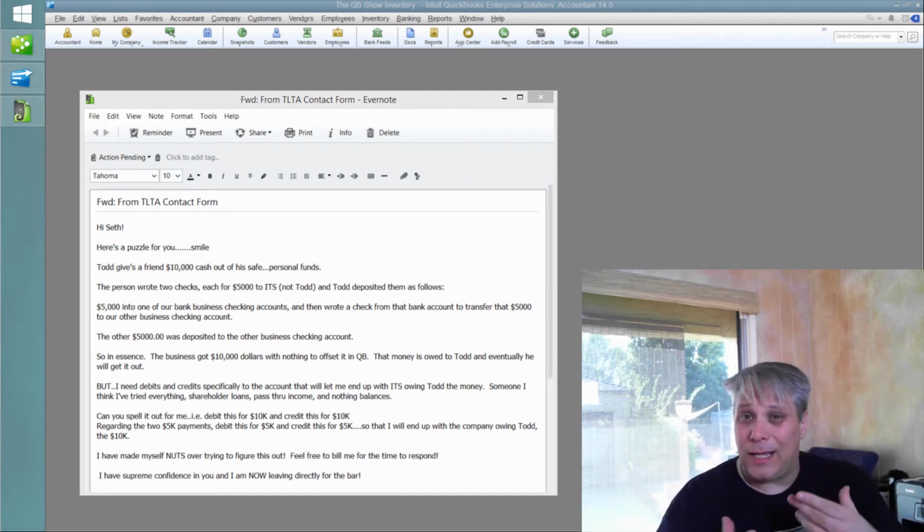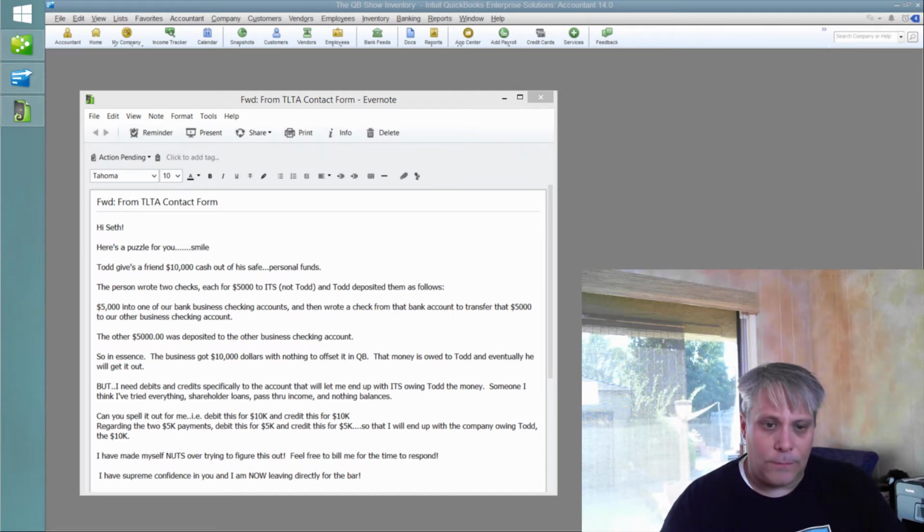Assuming I'm right in how I'm interpreting this question, the question then follows. $5,000 went into one business checking account and then he wrote a check from that bank account to transfer that $5,000 to another business checking account. Then the other $5,000 was deposited into the other business checking account. So in essence, the business got $10,000 with nothing to offset it in QuickBooks. That is money owed to Todd, the owner, and eventually he will get it out. But I need debits and credits specifically to that account that let me end up with ITS owing Todd the money.